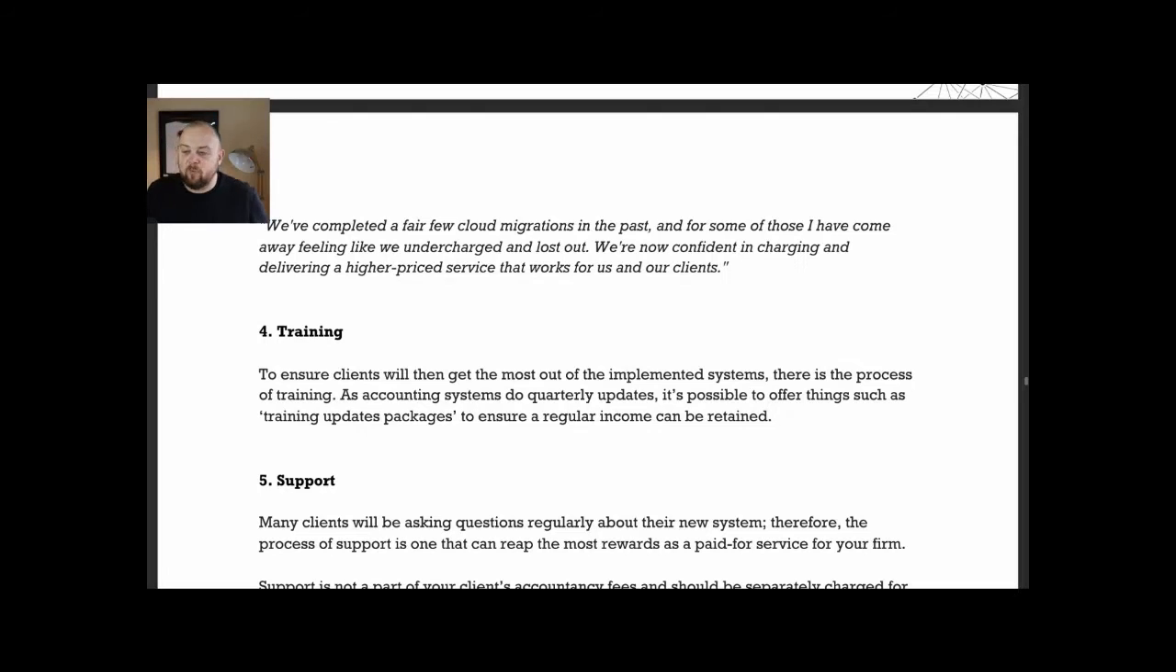Training is a given. We should be thinking about the initial training when we're adopting, but there should be then ongoing refresher training, and we have to be considering that, whether that's apps or the cloud accounting vendors themselves.